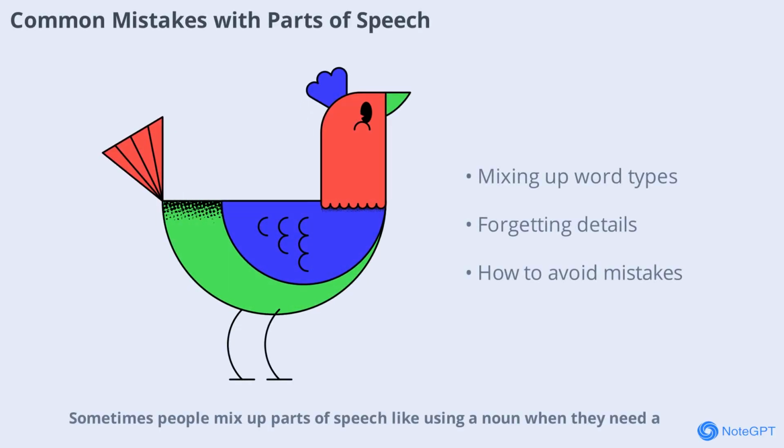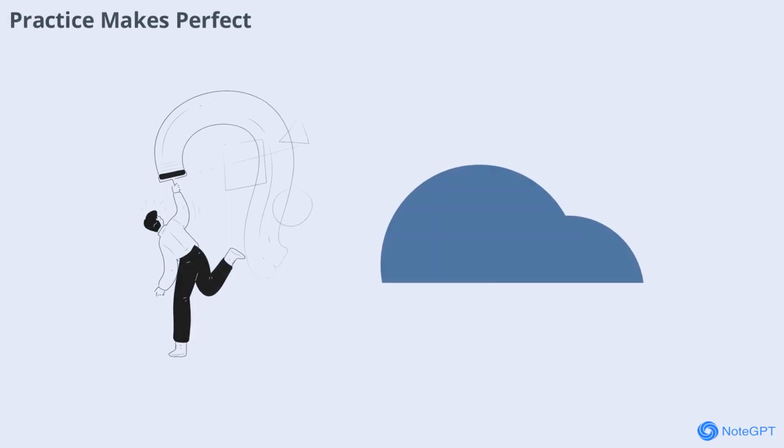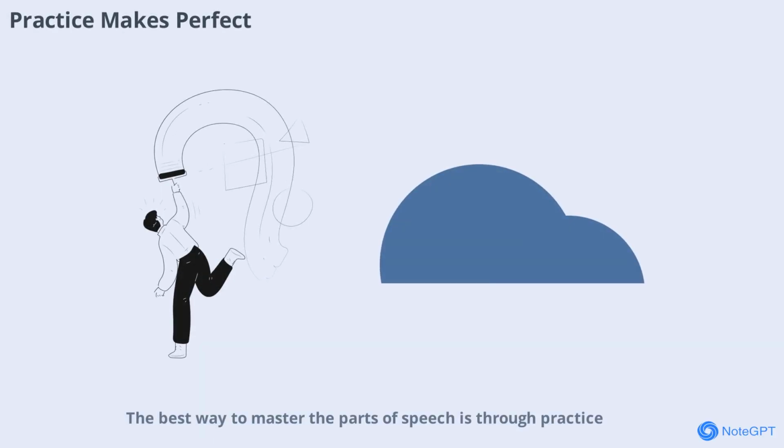Sometimes, people mix up parts of speech, like using a noun when they need a verb or forgetting to add an adjective for detail. Paying attention to each word's role helps you avoid these mistakes and communicate more clearly. The best way to master the parts of speech is through practice. Try writing your own sentences and identifying each part. The more you use them, the easier it will become to spot and use them correctly.